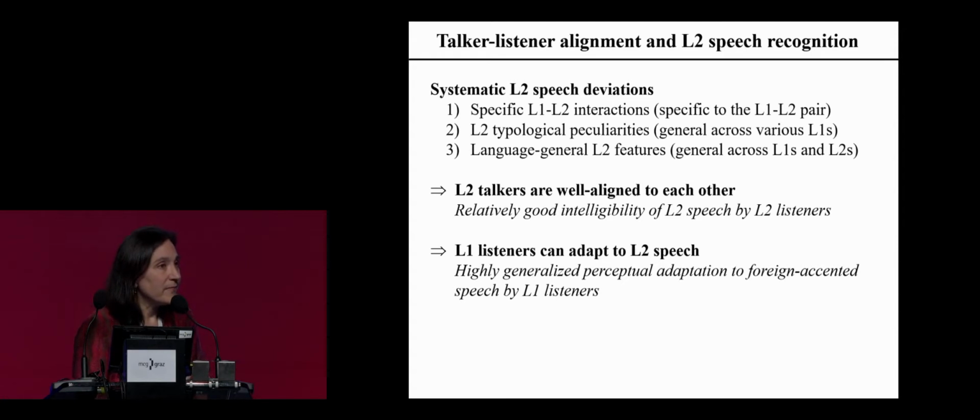This systematicity then provides something for talkers and listeners to align to. And in fact, we find that L2 talkers are indeed quite well aligned to each other. And so we see surprisingly good intelligibility of L2 speech by L2 listeners. We also see that because of this systematicity, L1 listeners are able to perceptually adapt to L2 speech. And in fact, we see highly generalized perceptual adaptation to foreign accented speech by L1 listeners.